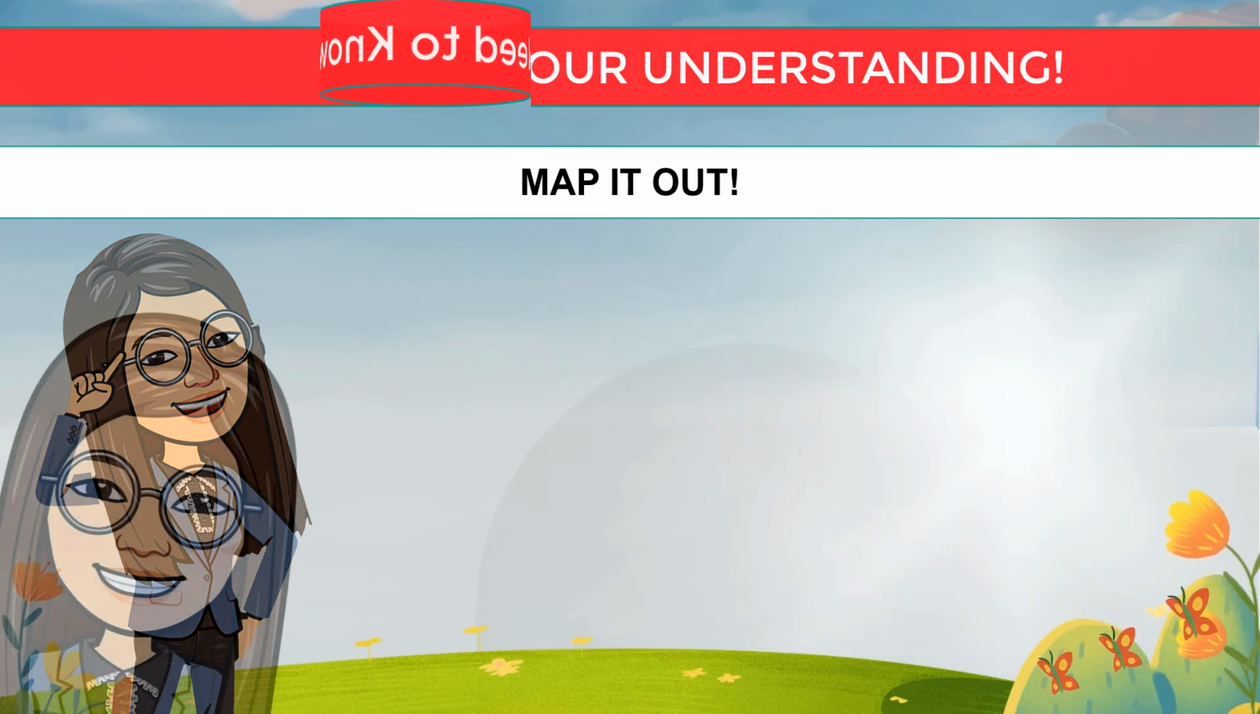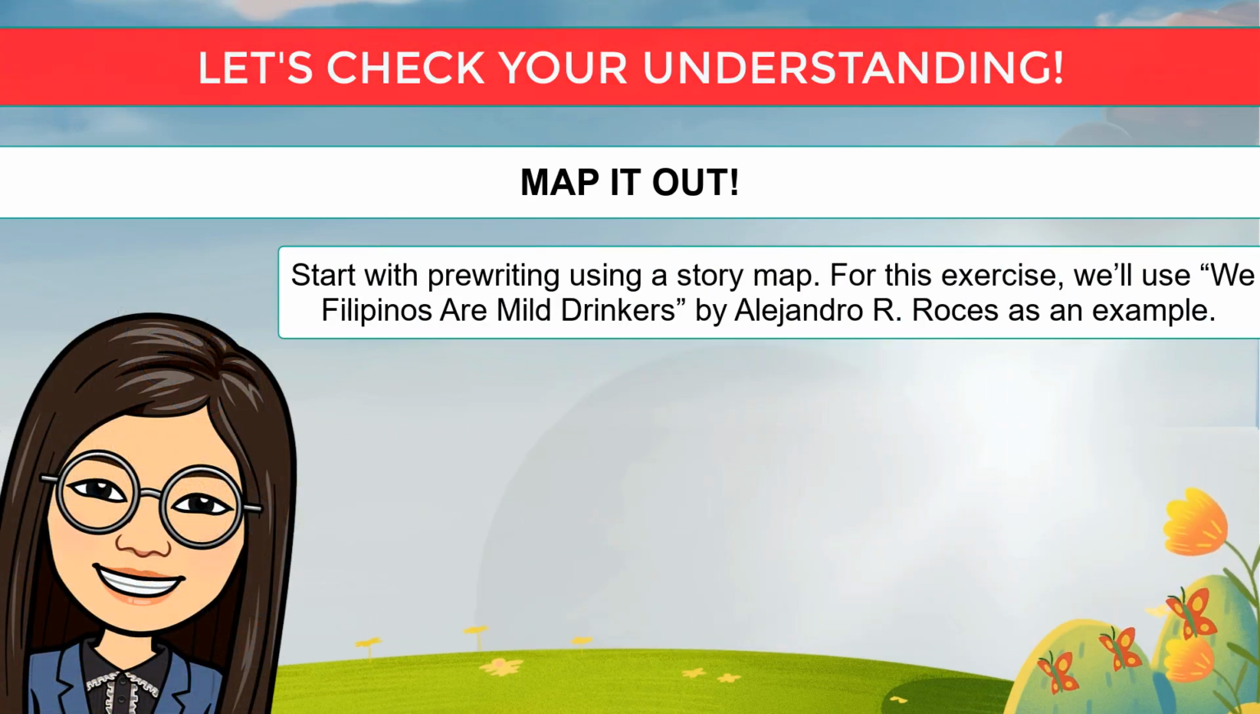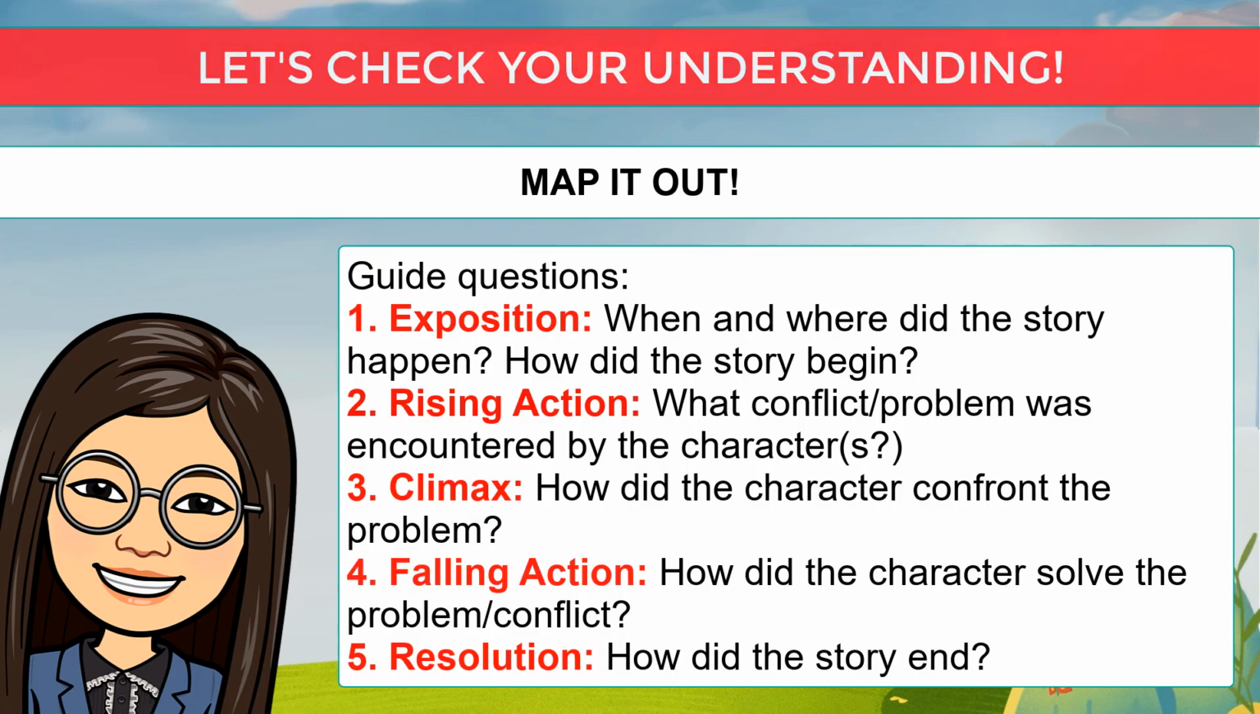Activity. Map it out. Pre-writing. Now, let's start with pre-writing using a story map. For this exercise, we'll use We Filipinos Are Mild Drinkers by Alejandro R. Roses as an example. In doing the plot, you may be guided with the following questions. Exposition. When and where did the story happen? How did the story begin?